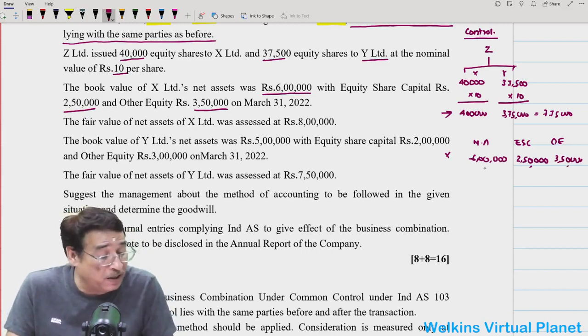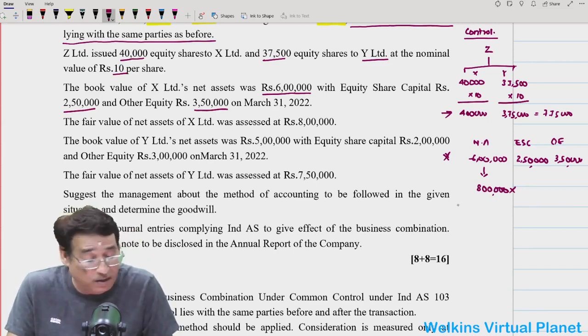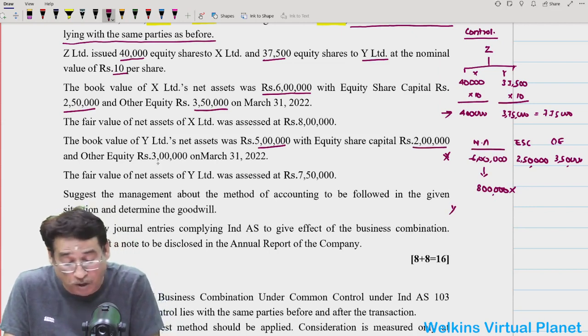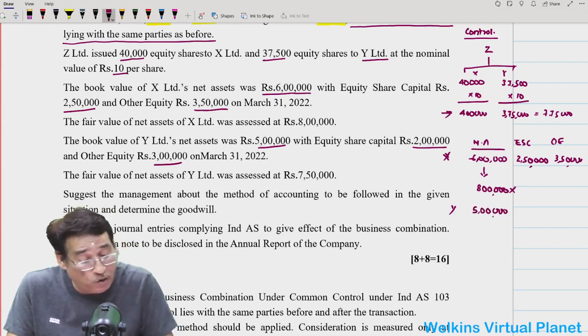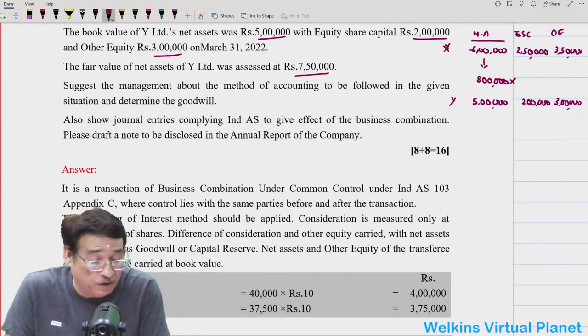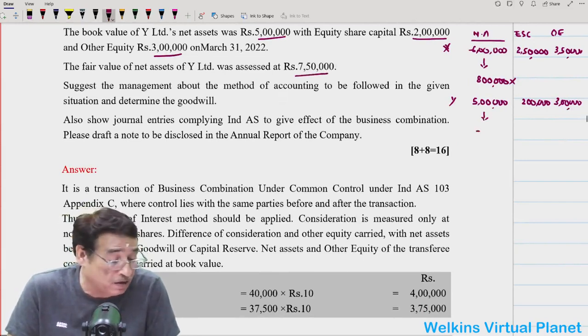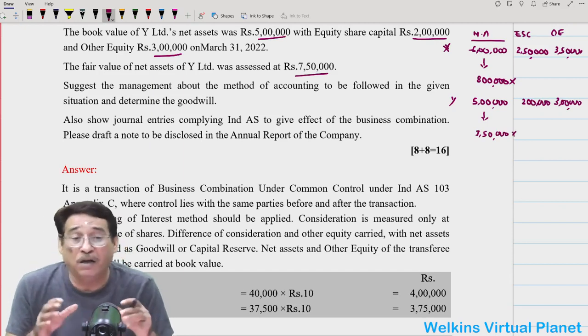Then in the next line, the question states that the fair value of net assets is equal to 8 lakh. And we know that under common control, we are not concerned with fair value. This fair value is given to us, but it will hardly have any effect as far as accounting is concerned. Then as far as Y Limited is concerned, net assets of Y Limited are given as 5 lakh, equity share capital 2 lakh and other equity 3 lakh. This is the scenario, correct? And just to confuse you further, they have also given the fair value of net assets of Y Limited. Again, this information will become irrelevant because fair value has no role to play under common control.